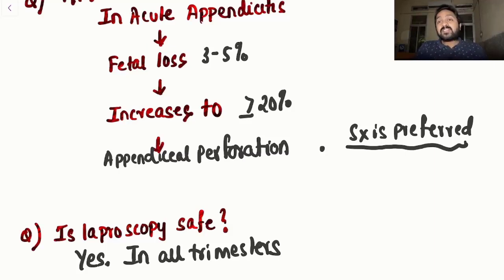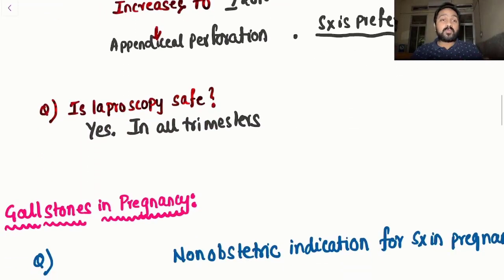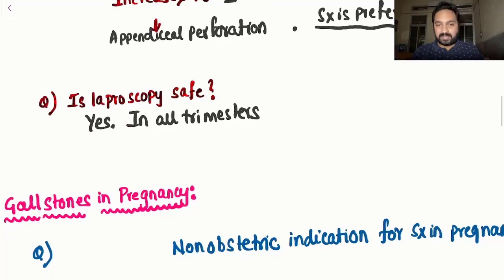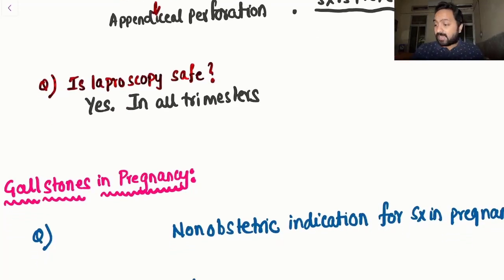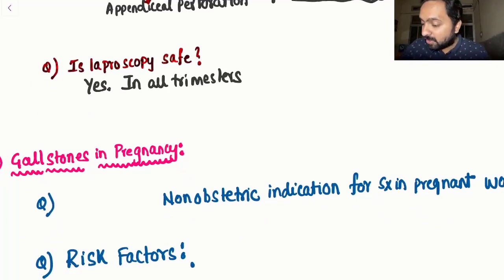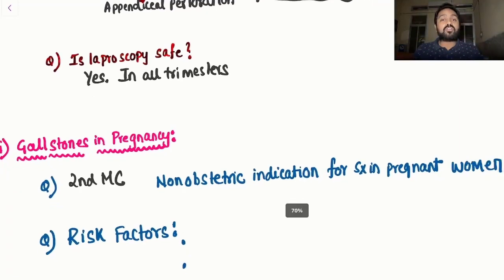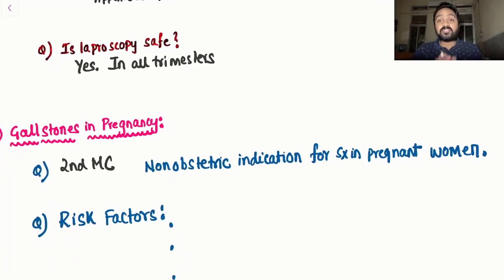Now, let's move to the next topic, which is gallstones in pregnancy. The first important point to remember is that it is the second most common non-obstetric indication for surgery in pregnant women. Which is the most common? The one we discussed before, acute appendicitis.